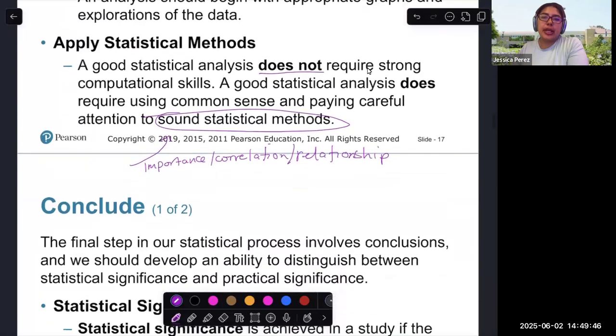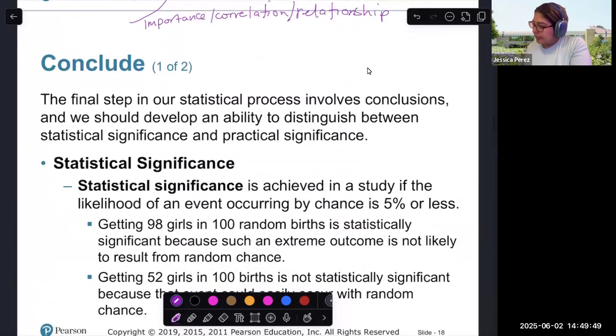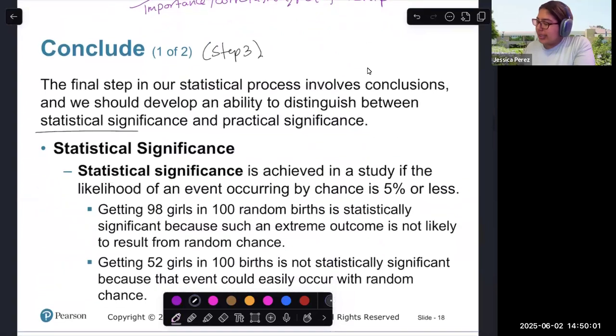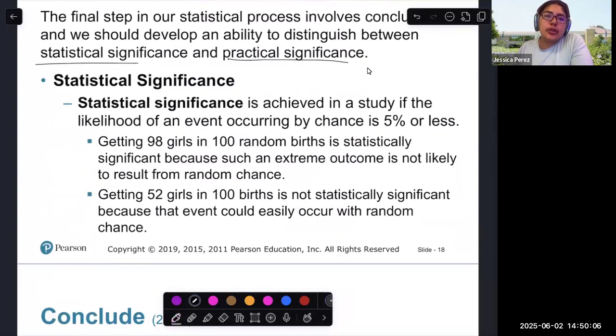Yes or no? And step 3 is to conclude. The final step in our statistical process involves conclusions, and we should develop an ability to distinguish between statistical significance and practical significance. What is the difference? Well, statistical significance is achieved in a study when the likelihood of an event occurring by chance is 5% or less, meaning 95% or more.